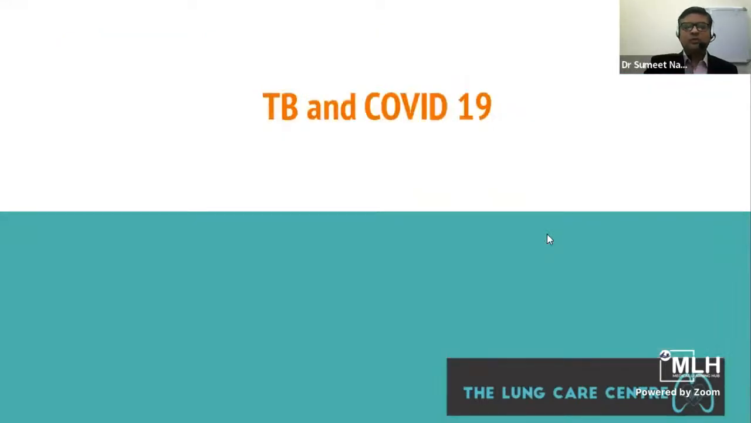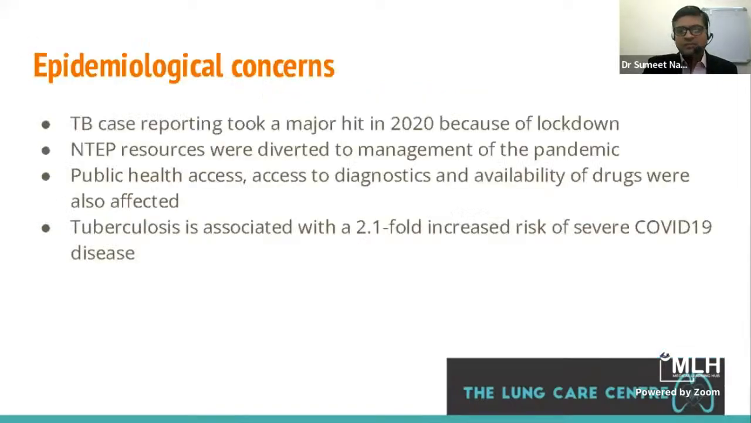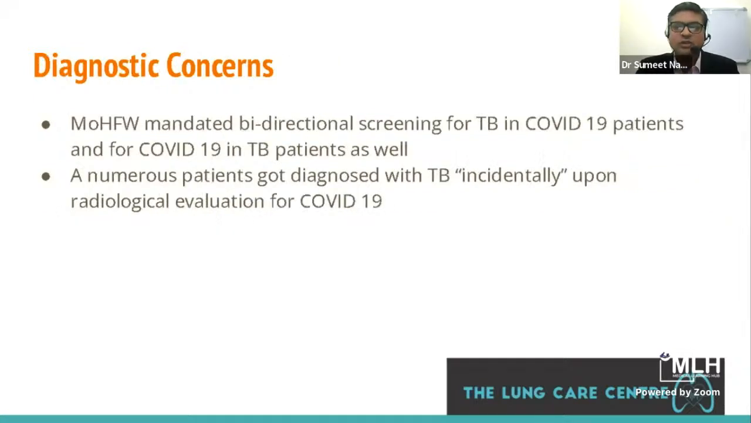So a few words about TB and the COVID-19 pandemic. The COVID-19 pandemic hit our country in 2020, and because of the lockdown which happened in that year, TB case reporting took a major hit, and then the resources were diverted to the management of this pandemic. So public health access to tuberculosis diagnosis and availability of drugs was also hampered to some extent. Studies have shown that tuberculosis is associated with a 2.1-fold increased risk of severe COVID-19 disease. So this is the reason that the Ministry of Health and Family Welfare had advised bi-directional screening of tuberculosis and COVID-19 in patients having either of these two diseases.